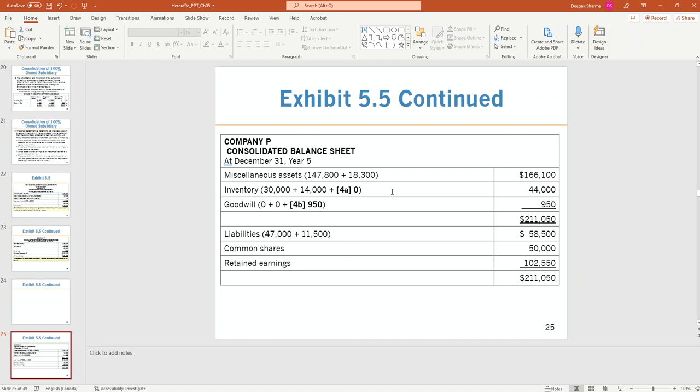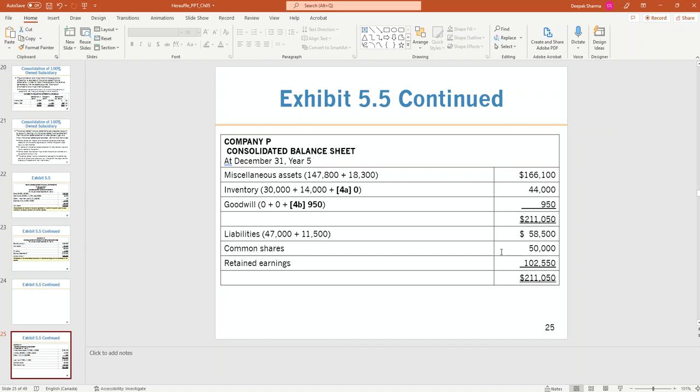The inventory is written down to 0, so there is nothing for us to add here. The goodwill was $1,000, and we did an impairment of 50. The value that we have on our working paper was only 950, so we added that amount right here. The total amount we have is $211,050.